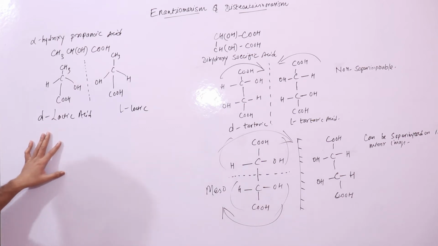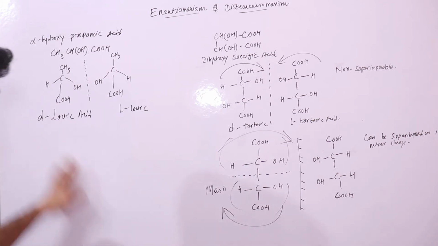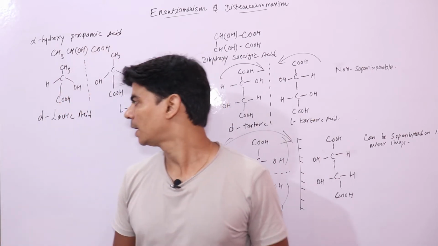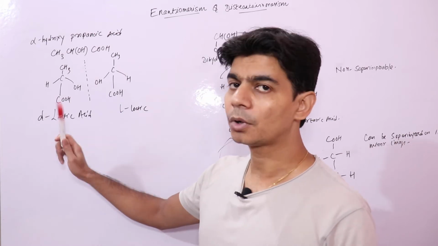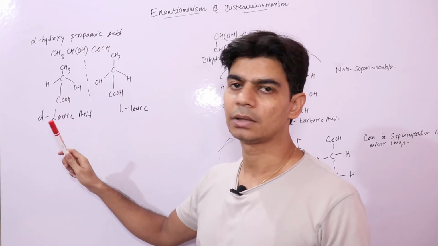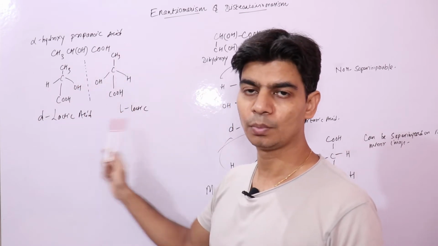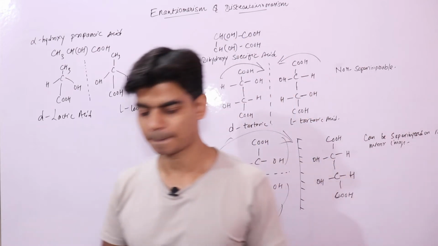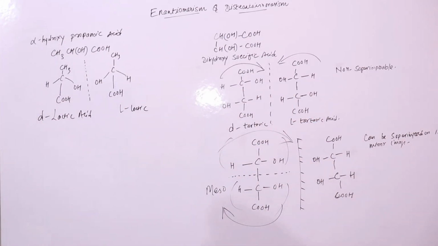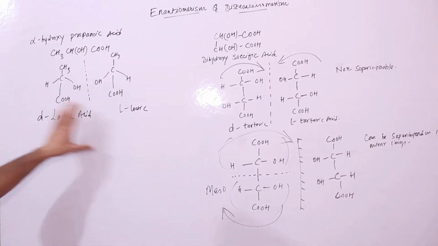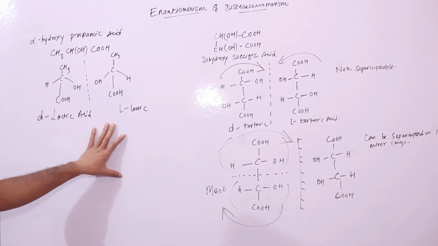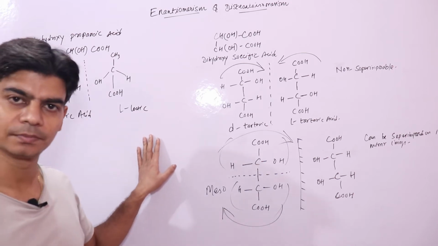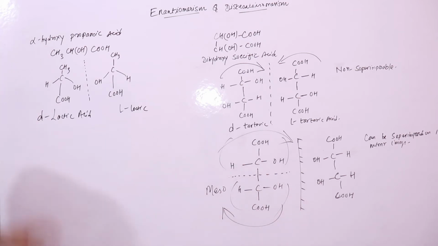One form will rotate the plane of polarized light towards the right, and the other form will rotate the plane of polarized light towards the left. And, very important, they cannot be superimposed on one another. An object is not superimposable on its mirror image, that is, it cannot completely overlap its mirror image. So these compounds, these isomers, which are mirror images of each other and cannot be superimposed, are enantiomers.